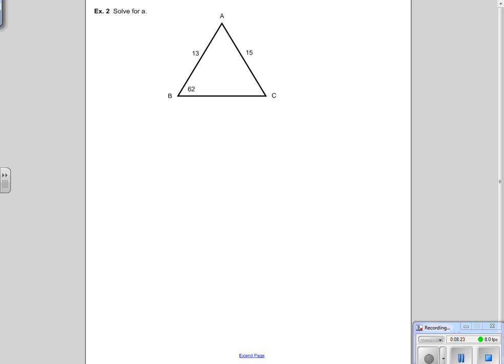Let's try this one. We've been asked to solve for side A. Remember that big angle A is across from little a, big B across from little b, big C across from little c. That just reinforces the fact that solving these triangles, we're thinking about opposites, especially with the sine law. So let's set up the entire sine law, even if we don't want to solve for all of it. Sine A over A equals sine B over B equals sine C over C.